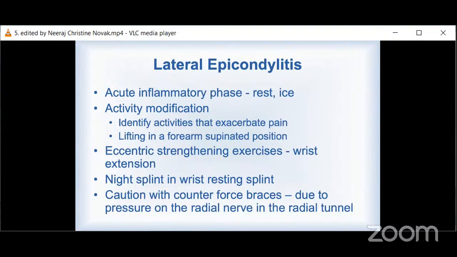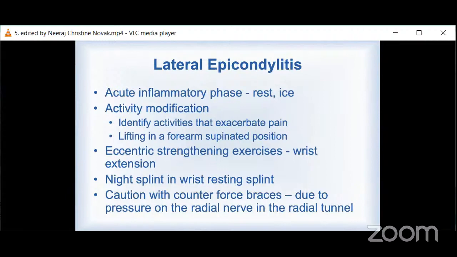Wrist extension strengthening exercises are done eccentrically. I often recommend a night splint at the wrist. Again, it's so that patients don't end up in wrist flexed, finger flexed, and putting stress on perhaps a tight extensor mechanism. And have a caution with counterforce braces, because pressure in that area may put increased pressure on the radial nerve in the radial tunnel.